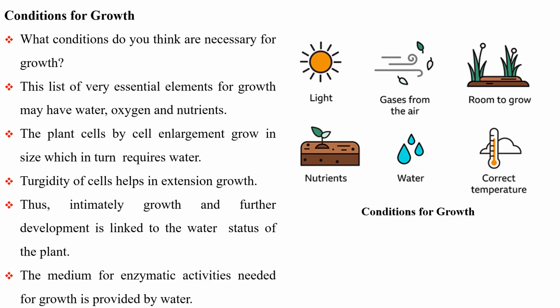Conditions for growth. What conditions do you think are necessary for growth? This list of very essential elements for growth may have water, oxygen, and nutrients. The plant cells by cell enlargement grow in size, which in turn requires water. Turgidity of cells helps in extension growth. Thus, intimately, growth and further development is linked to the water status of the plant. The medium for enzymatic activities needed for growth is provided by water.